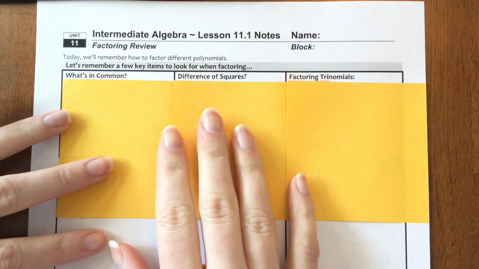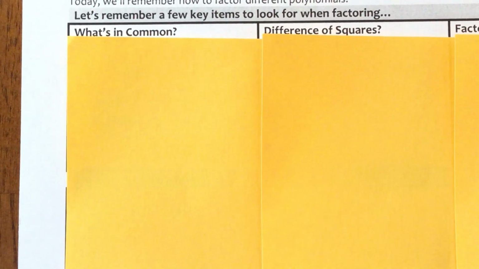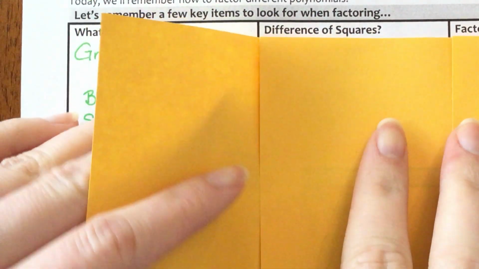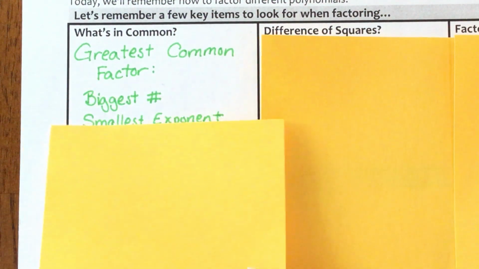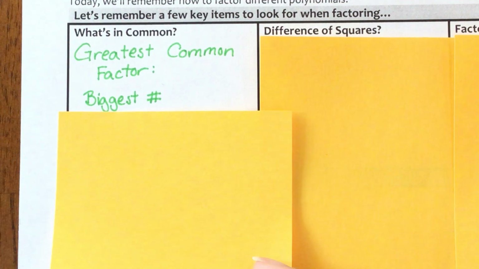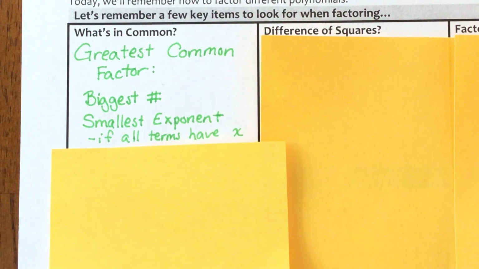All right, our very first thing for our factoring review is reviewing a greatest common factor. So what does that mean? We are looking for things that are in common. So the greatest common factor means that we use the biggest number from the coefficient. So that's the biggest number that we can divide every single coefficient by. Okay, then we also look for the smallest exponent, but we only use the smallest exponent if every single term has an x. Okay. If there's terms without x's, then we just don't have an x in the greatest common factor.